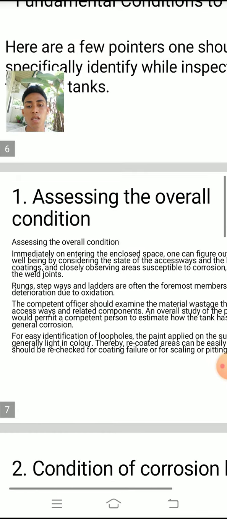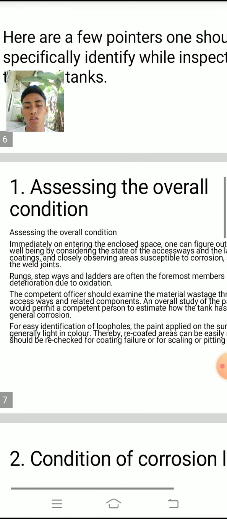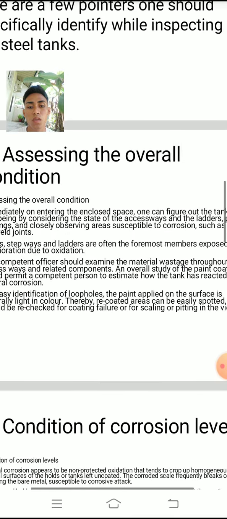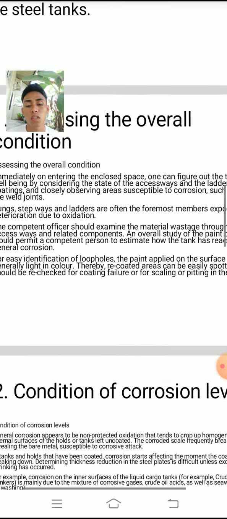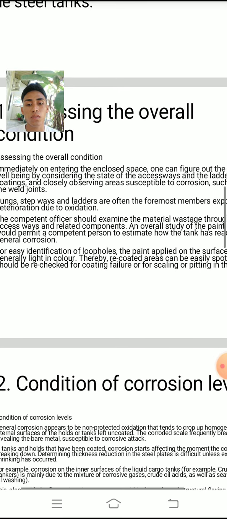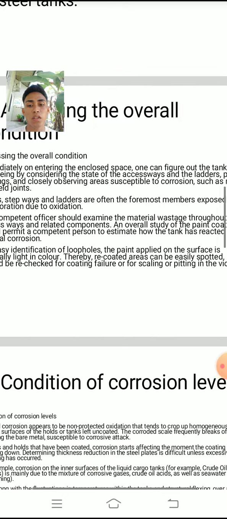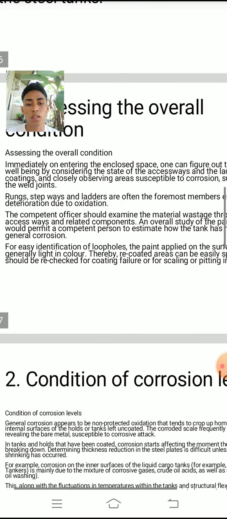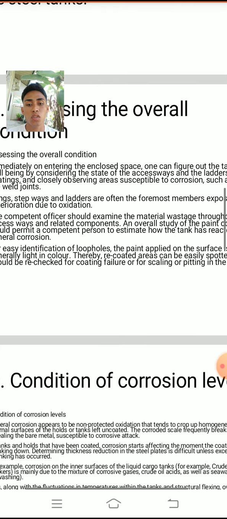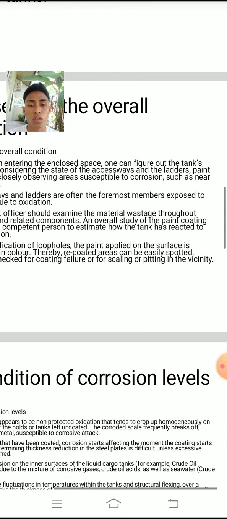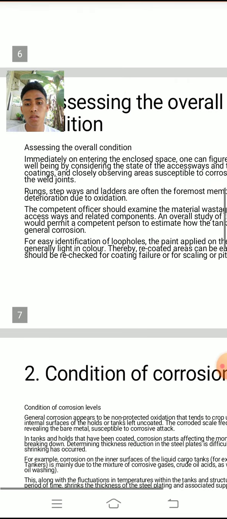Number one is assessing the overall condition. Immediately on entering the enclosed space, one can figure out the tank's well-being by considering the state of the accessways and the ladders, paint coatings, and closely observing areas susceptible to corrosion, such as near the weld joints.